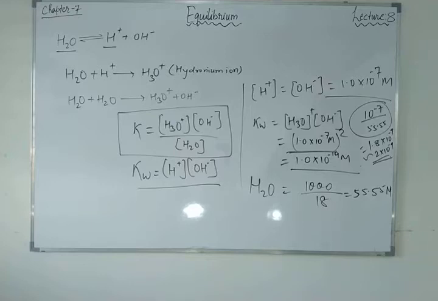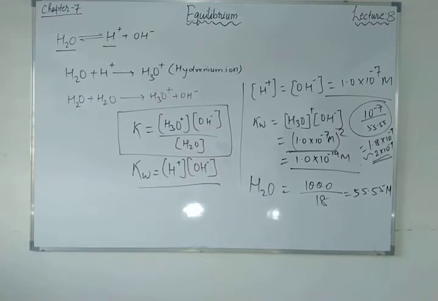So if anyone asks you, in acidic solution hydronium ion is greater than hydroxide ion, in neutral solution hydronium ion is equal to hydroxide ion, and in basic solution hydroxide ion is greater than hydronium ion. So this was the ionization constant of water and its ionic product.